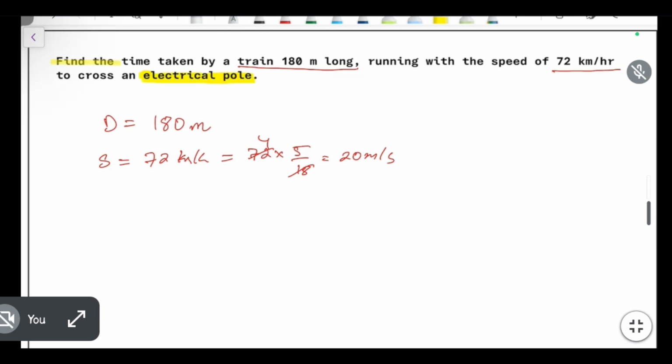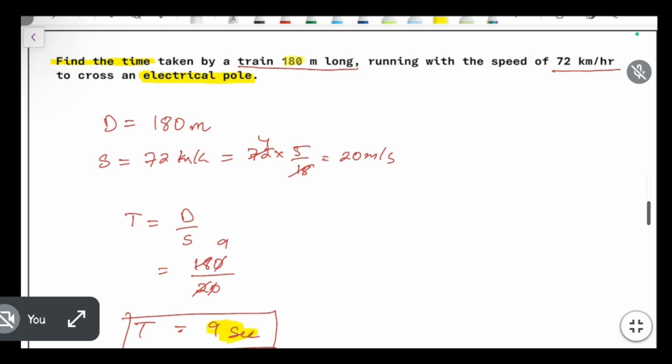And we need to find the time taken. So it's an easy question. Time taken is equal to distance by speed, and distance is 180, because there's only one train. The speed is 20. So reduce this, and time is 2 9s are 18, 9 seconds. So the time taken by a train to cross an electric pole is 9 seconds. It's an easy one, I guess.